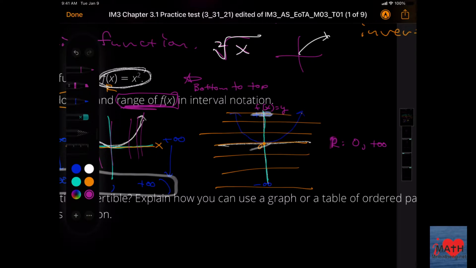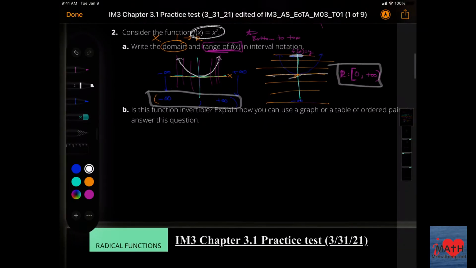Remember, with a 0, it is touching a closed circle, so that's going to be a bracket. And with the positive infinity, anything negative or positive infinity is always going to be a parenthesis. So that is our answer. Notice I'm boxing my answer so you can clearly see that. Let's do 2b.